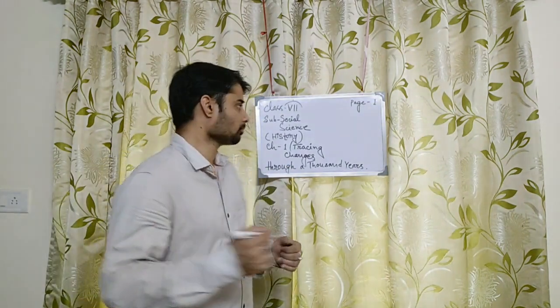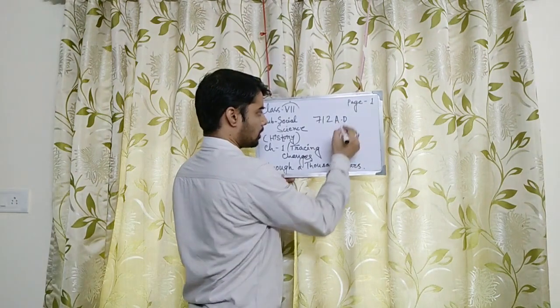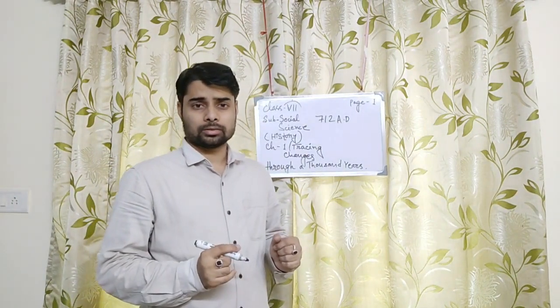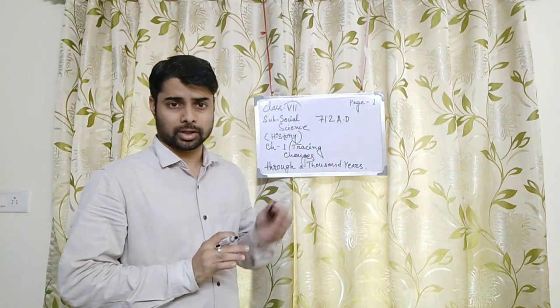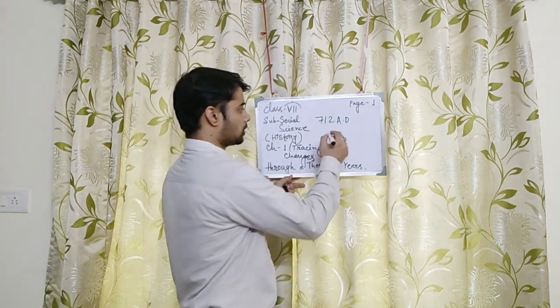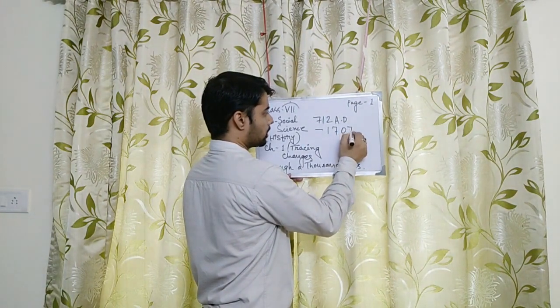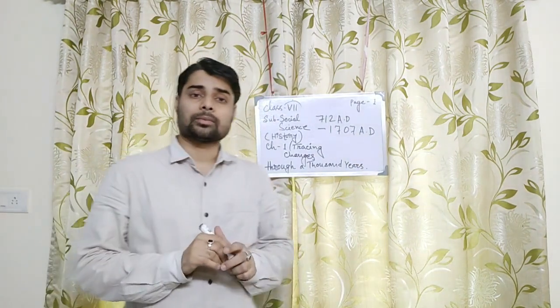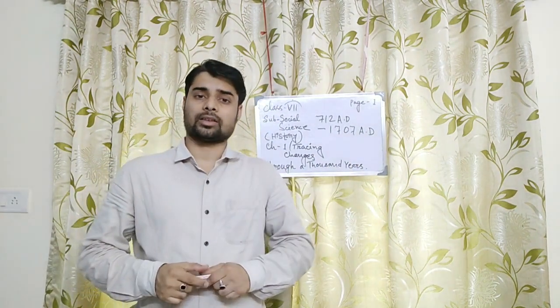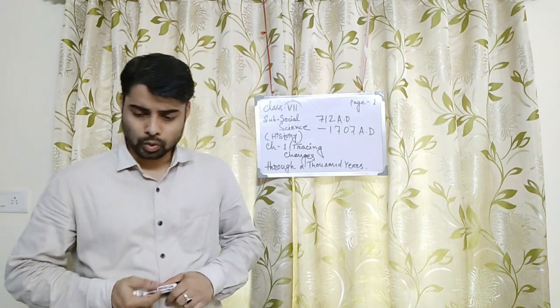It is from 712 AD, when the Arabian invader Muhammad bin Qasim invaded India, and up to 1707 AD. What happened in 1707 AD? In this year, the last powerful Mughal emperor Aurangzeb died. Okay, so let's begin with the chapter.